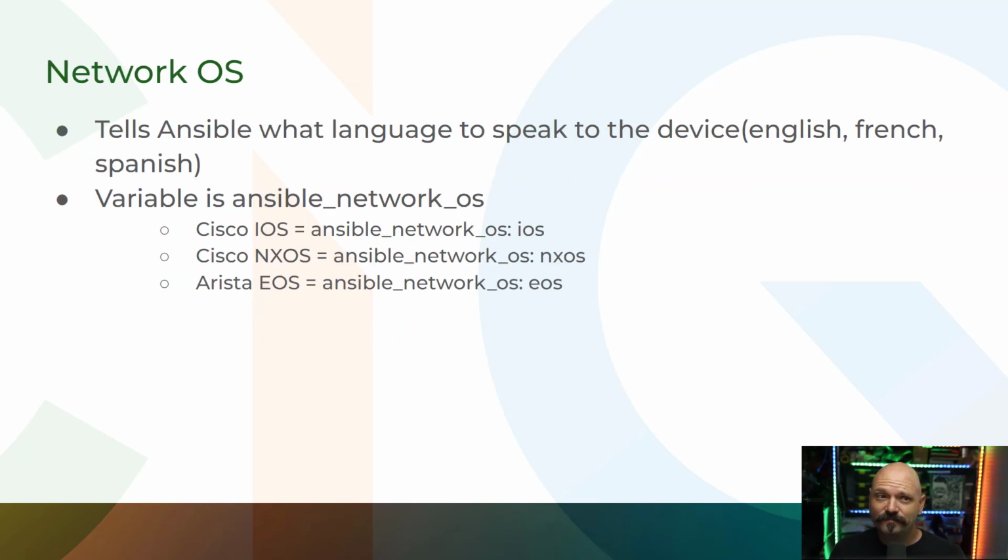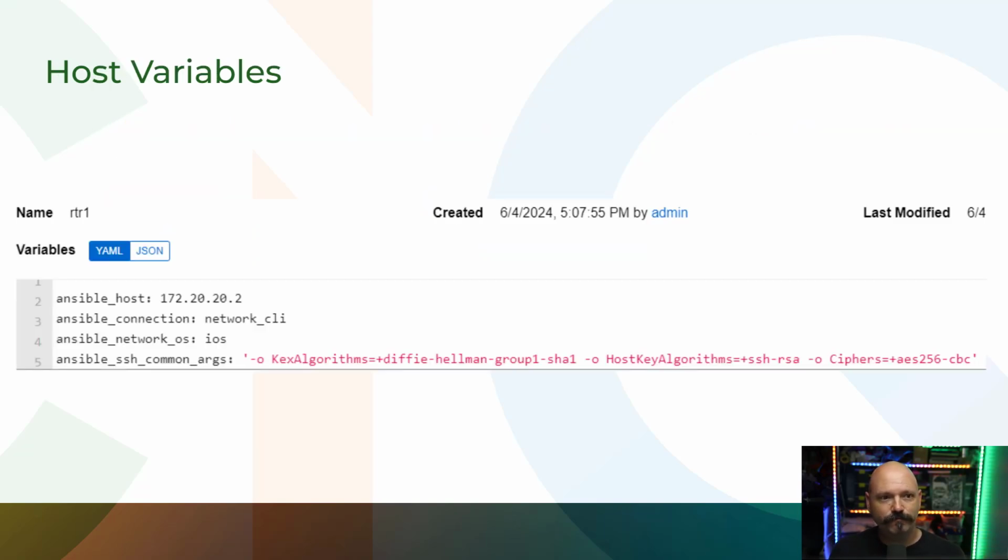Now, next, you have to tell it what the network OS is. Essentially, you're saying, what language do I speak to this thing, right? Is it English, French, Portuguese, Spanish? You have to tell it how to communicate to this thing. So you have to know what kind of networking device you're going to be connecting to, and you'll say the ansible_network_os variable is ios, right? Or it's nxos, or it's eos. You just essentially tell it how to communicate to this thing.